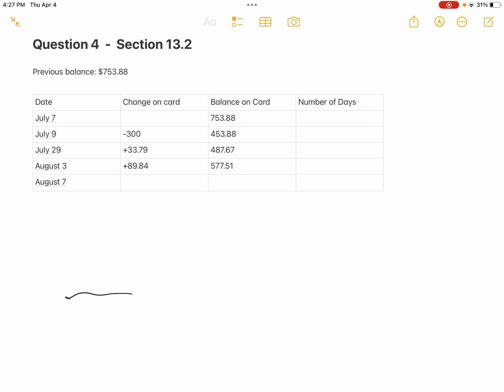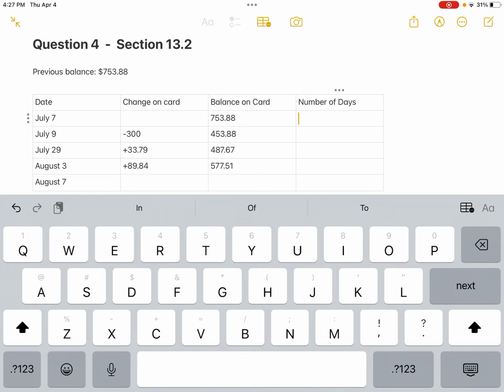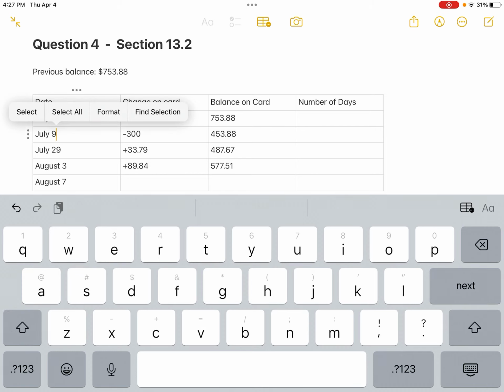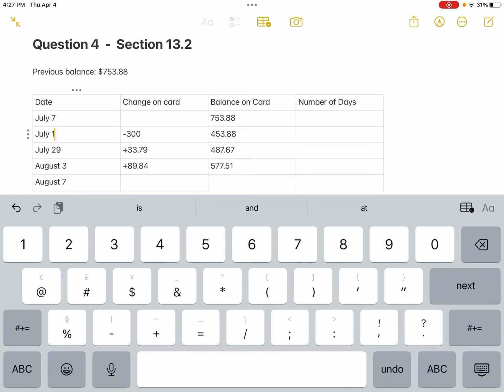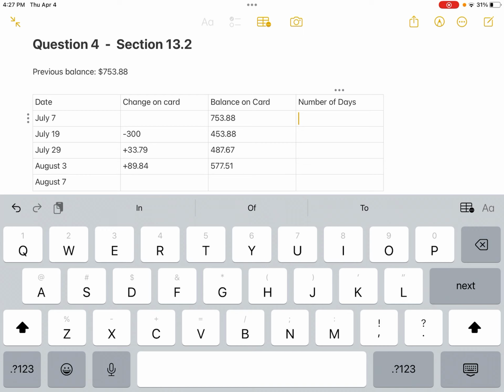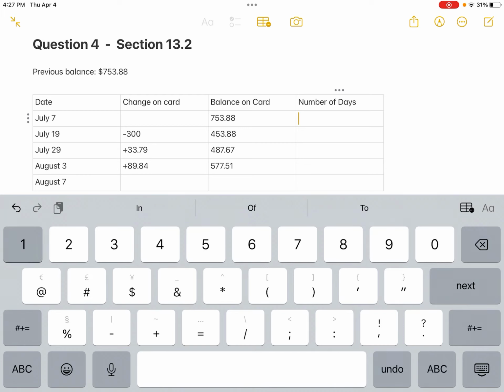Just like in your email, you are absolutely correct. The number of days from July 7th to July, oh, I apologize. It's not July 9th, it's July 19th. I just saw that, so let me fix that. So the number of days from July 7th to the 19th, you correctly identified as 12 days. They stayed at 753.88.